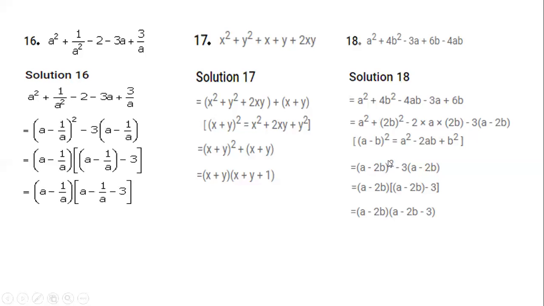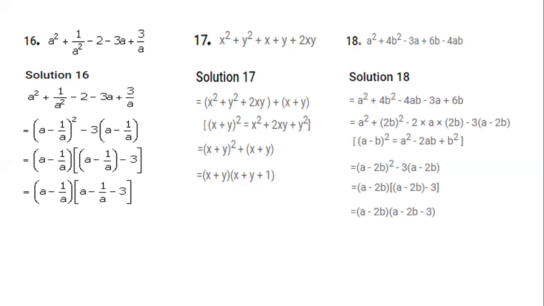A minus 2b whole square is there, a minus 2b is there. So from the first term and second term, take out a minus 2b as the common quantity. From the first one, we are left with a minus 2b, minus as it is. From the second, we are left with 3. So it equals a minus 2b into a minus 2b minus 3.